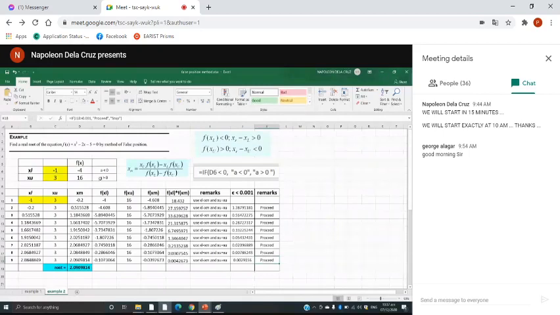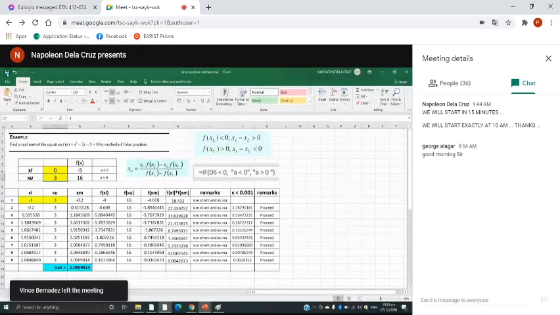Diba? Kaya kailangan, bago gumawa nito, dapat merong trial and error muna dito, ha? May trial and error muna tayo dito. Okay? So this is now 0 and 3. Negative and a positive. Clear. Yes, clear, sir.